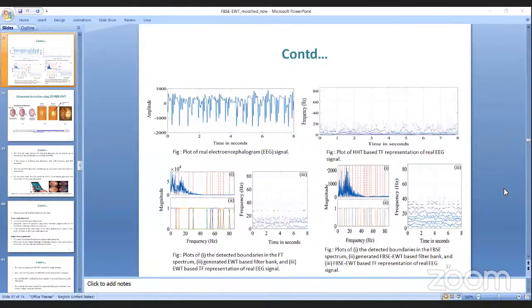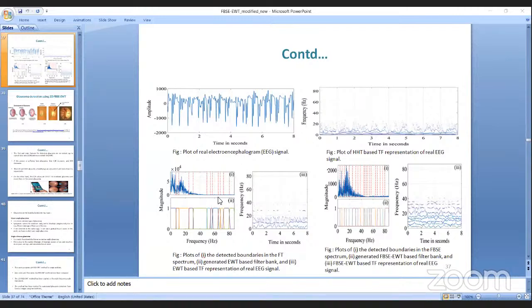So we can see here one example of an EEG signal that has spikes. This is an epileptic seizure EEG signal. When you see the time frequency domain based on the Hilbert-Huang transform, it shows only the low frequency component present in the signal, but this signal has both low frequency as well as high frequency components. So these high frequency components are not resolved with the help of the Hilbert-Huang transform.